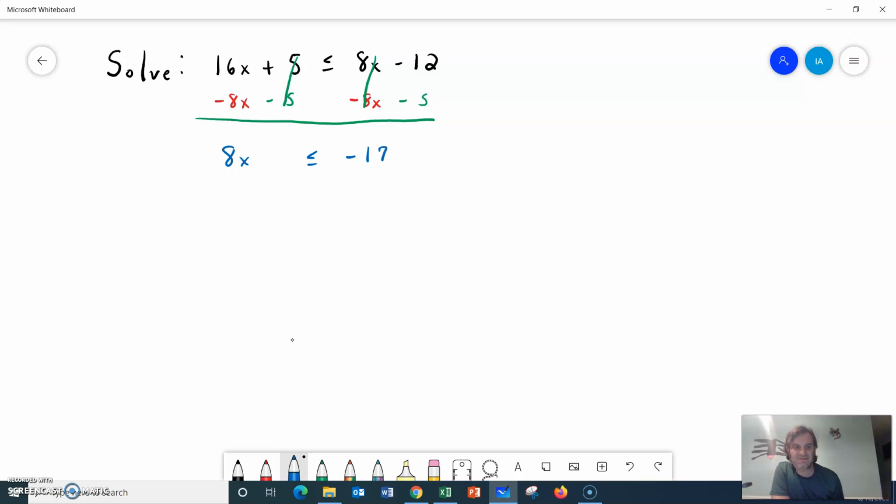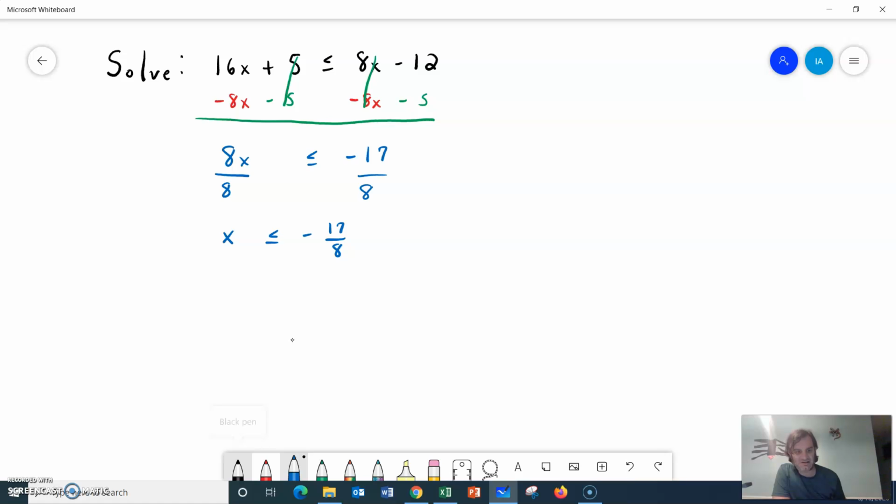I want to definitely get x by itself, so I'll divide both sides by 8. That's a positive 8, so it doesn't flip the inequality around. When I clean up, I get x ≤ −17/8. You can use a calculator if you're concerned about how big that number is.